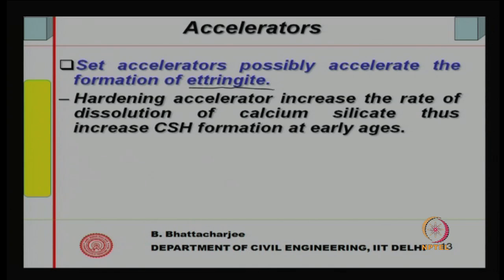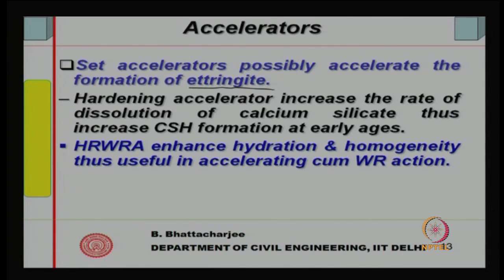Hardening accelerator increases the rate of dissolution of calcium silicate, and therefore increases C-S-H formation at early age. Because calcium silicate dissolves faster, it can react faster, and thus early C-S-H formation can take place. So, that is how you can get early strength. High range water reducing agent enhances hydration and homogeneity, as we have seen earlier, thus it is useful in accelerating as well as water reducing action.